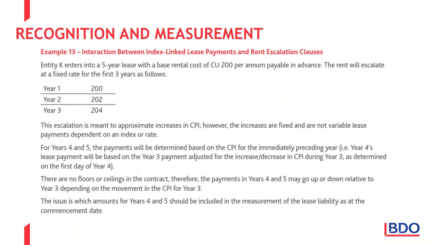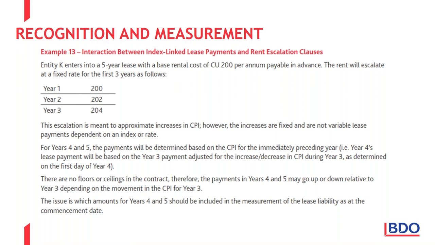Therefore, the payments in years four and five may go up or down relative to the year three amounts, depending on the movement in CPI for year three. Now, the issue is which amounts for years four and five should be included in the measurement of the lease liability as at the commencement date. So, do we put in 200, 202, 204, and then 204, 204? Or, because remember, we don't take in CPI if we don't know what CPI is yet.